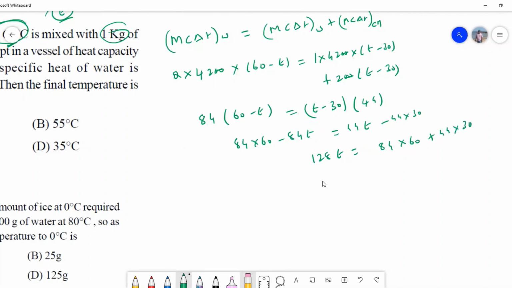Therefore T is equal to, and here I can take 30 common. So 2 times 2 is 168, plus 44, by 128. So let us simplify that.